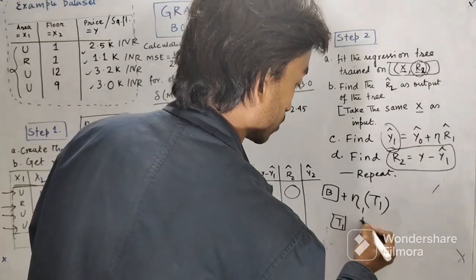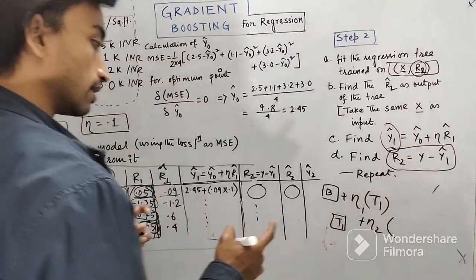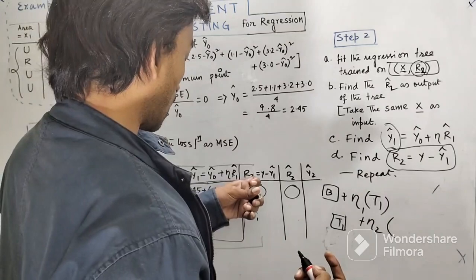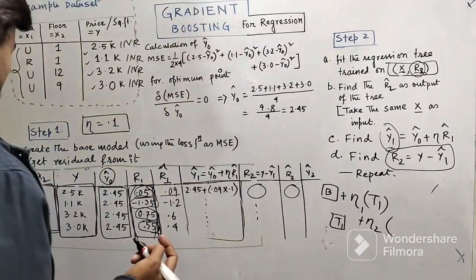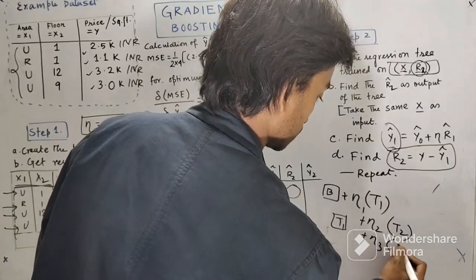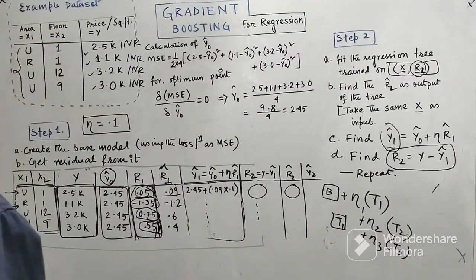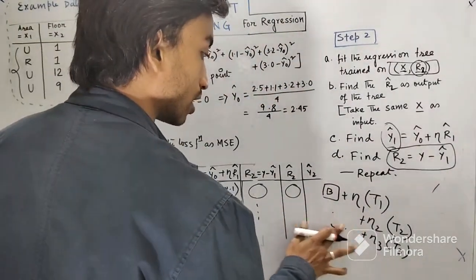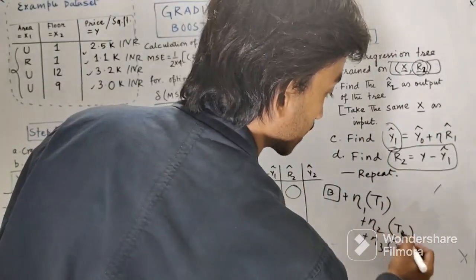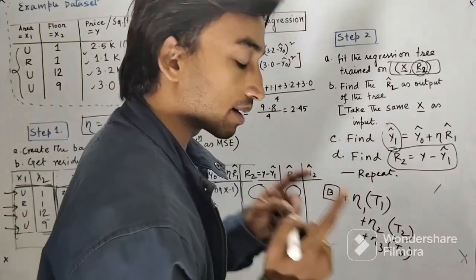That is your T1. Okay, what is your T2? That is nothing but the regression tree you have fitted using R2 and these inputs. T3 like this. So if you iterate up to the nth step, then you will get n number of trees, and you will have one base model.